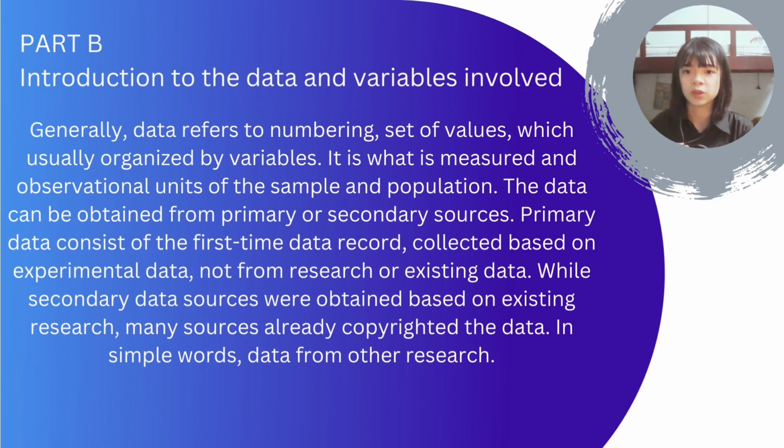Part B, introduction to the data and variables involved. Generally, data refers to a set of values which is usually organized by variable. It is the measure and observational unit of the sample and population. The data can be obtained from primary or secondary sources. Primary data consists of first-time data records, collected based on experimental data, not from research or existing data. While secondary data sources are obtained based on existing research, many sources already copyrighted. In simple words, data from other research.